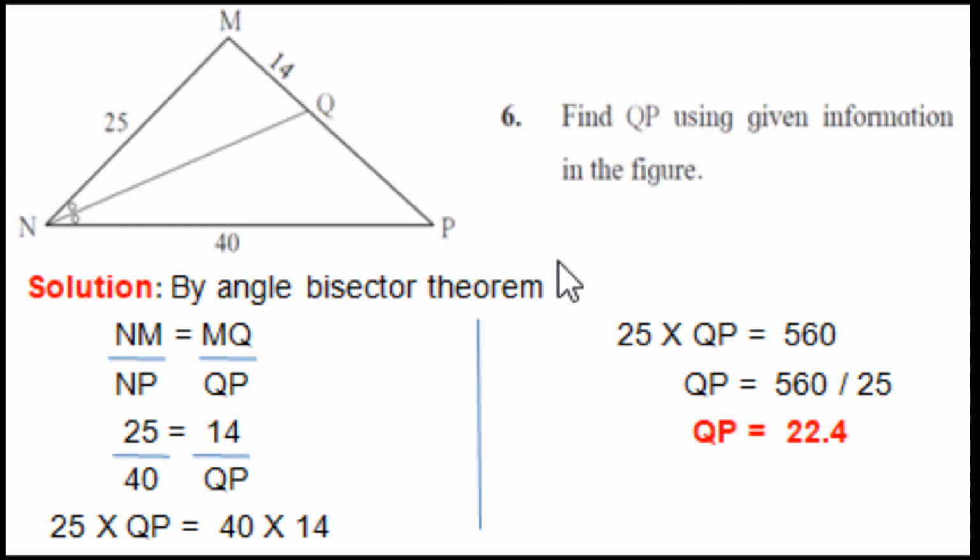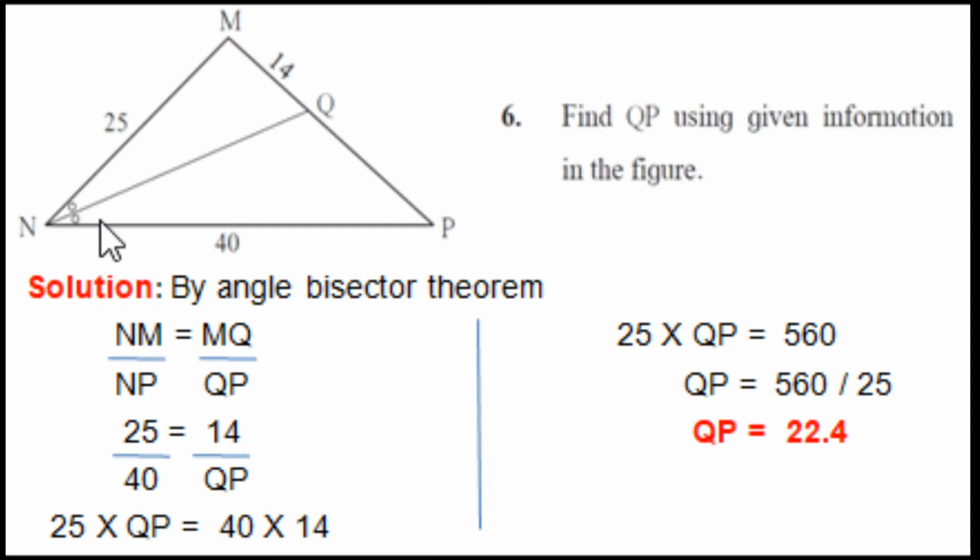You have been given a triangle, and in this triangle you have to find the value of QP using the given information in the figure. So this is the triangle, with vertices M, N and P, and Q. Q is the bisector of angle N. MN is 25, NP is 40, MQ is 14 and QP you have to find out.